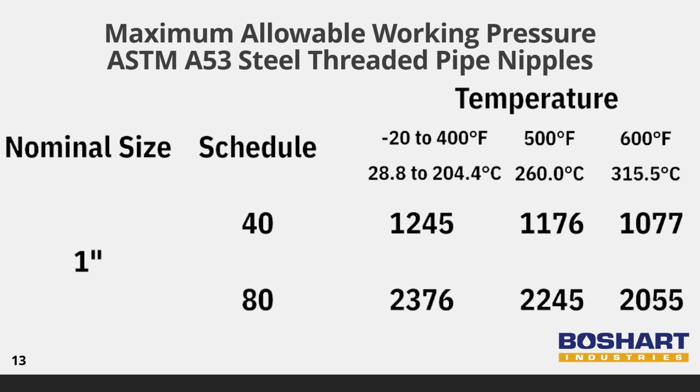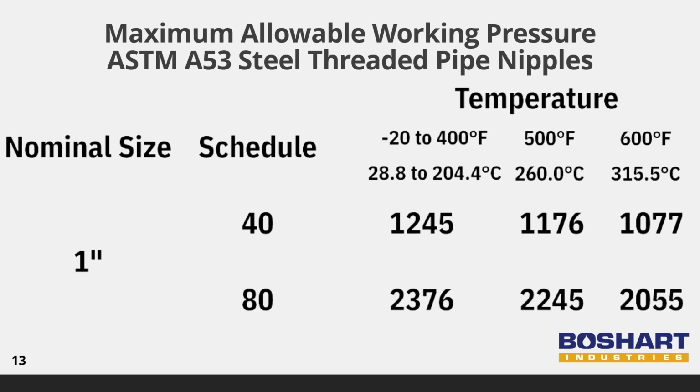This is an example from a chart that we will have available in a downloadable PDF following the presentation. These charts are to be used as a reference guide only. Specifying the correct pipe schedule and pressure class of a fitting depends on many different factors. It is the ultimate responsibility of the end user's piping engineer to specify the correct pipe schedule and pressure class of fitting that will safely work in its intended application.